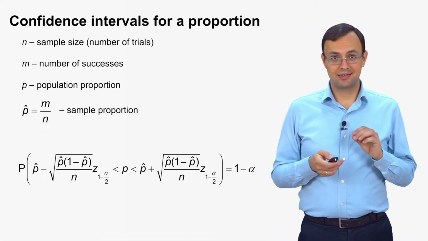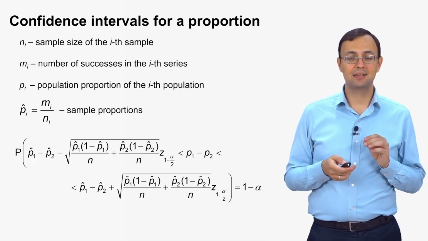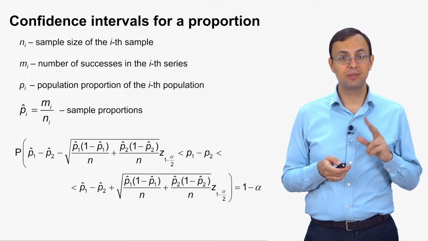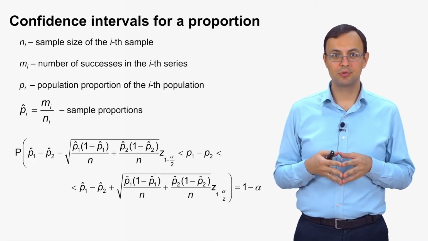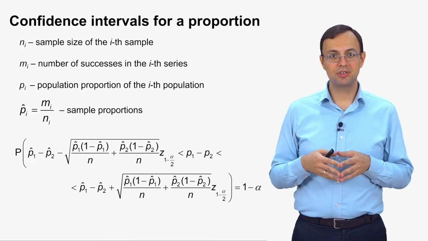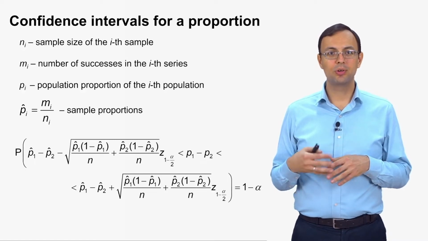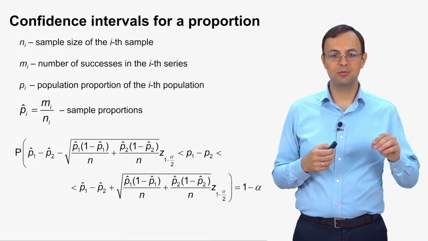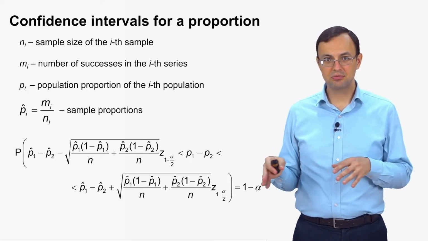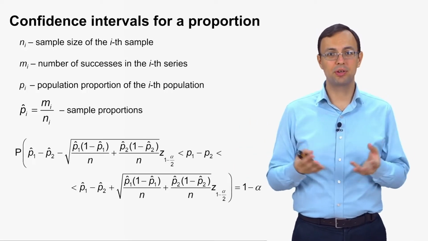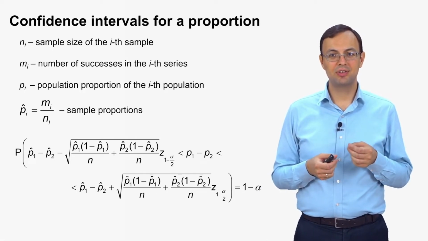The last situation we will discuss is a confidence interval for the difference of two proportions. So you have two populations, for example, voters in one city and voters in the other city, or items produced by the first factory and items produced by the second factory. You have two population proportions, and you are interested in their difference.